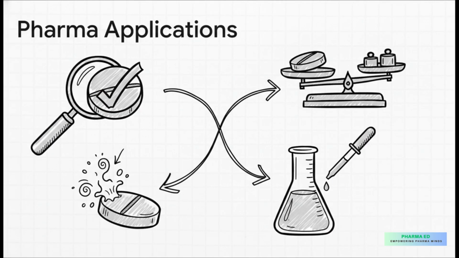For instance, we use titration to check the purity of a raw material like aspirin. We use it to quantify the exact amount of an active pharmaceutical ingredient, or API, in a tablet. It's even used to analyze formulations like antacids to make sure they can neutralize the right amount of stomach acid. It's a truly versatile and essential tool.